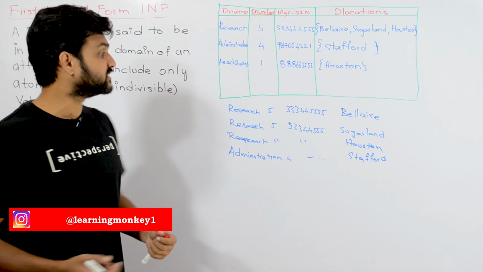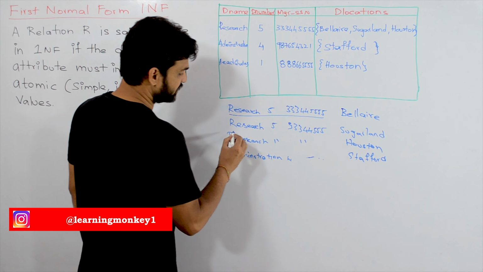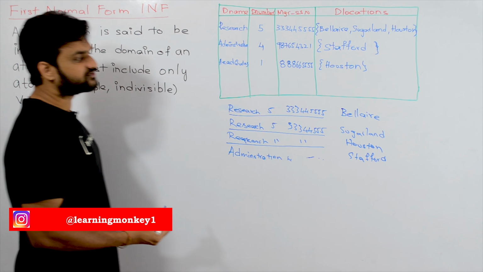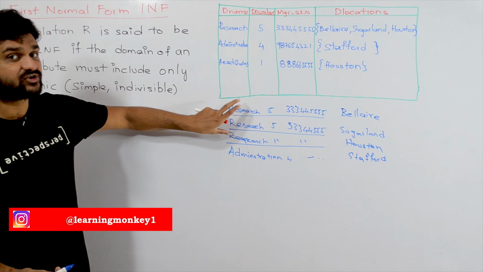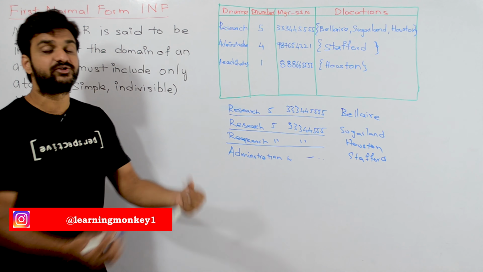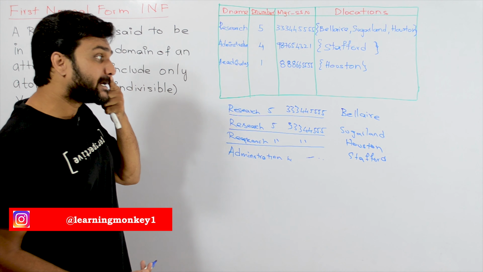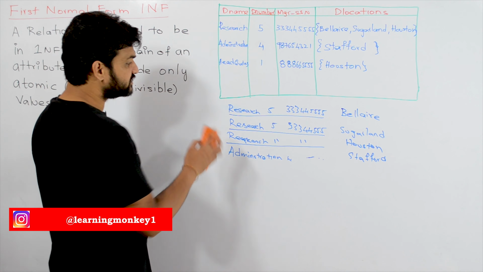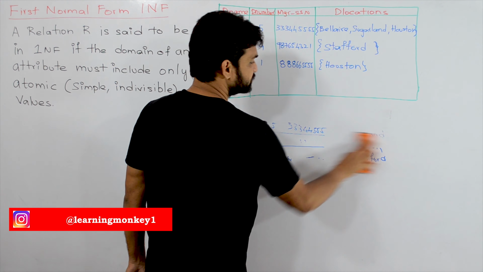How are we increasing the redundancy? See here, the values research, 5, and the manager SSN are repeating again and again. So this is what we call redundancy. One of the objectives of normalization is to reduce the redundancy. But with this idea, we are increasing the redundancy. So are there any other ways by which we can find the solution for this?